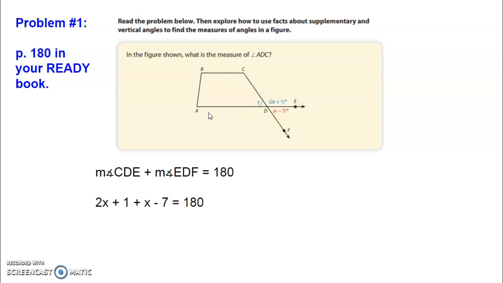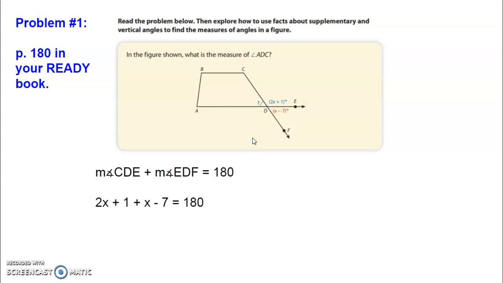A trapezoid has 2 parallel lines. So BC is parallel to AD. So we've got this quadrilateral, and then we've got 2 of the line segments extended into rays. Segment AD is now extended to ray AE, and segment CD is now extended to ray CF. Our goal is to find the measure of angle ADC.